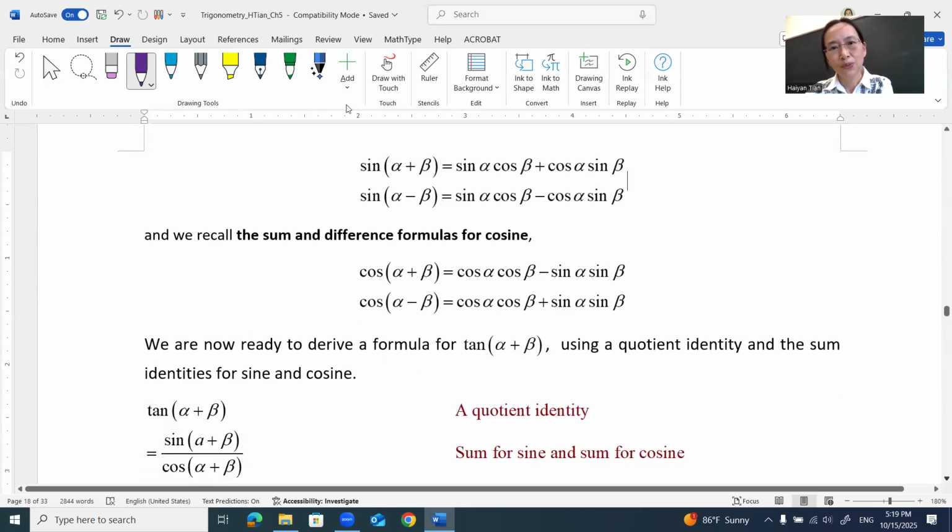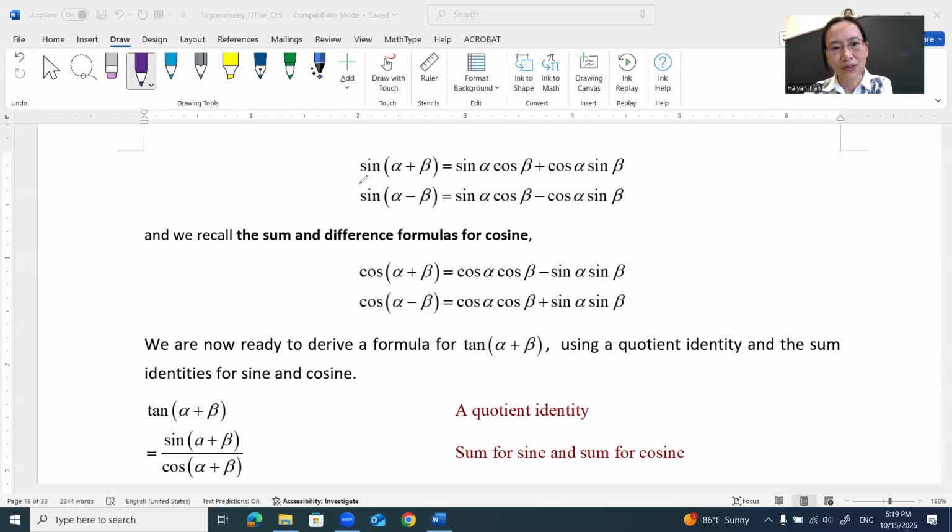So what if we want to get a tangent for the sum? If we divide the sine by the cosine of the sum, then we get tangent, right? We have an identity. You see, tangent of a sum is equal to sine of the sum over cosine of the sum. Just simply, sine over cosine is tangent. So we can get a sum formula for tangent.